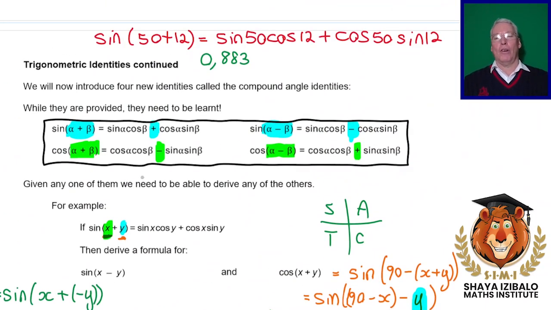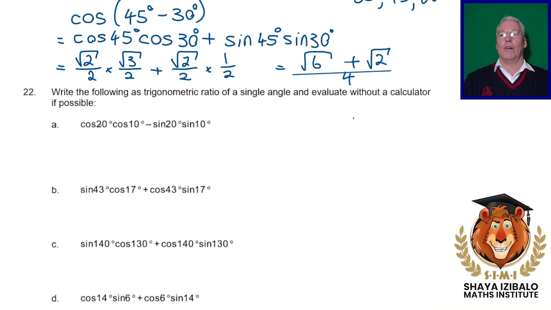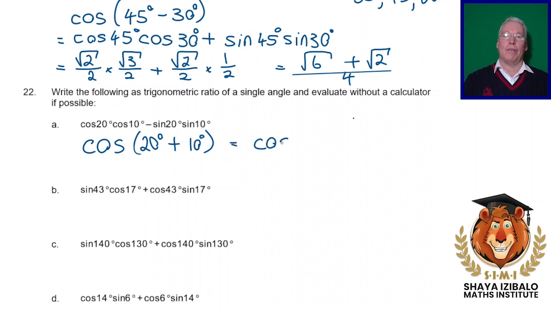Remember, the ones that go cos involve cos, and the sign is different in the brackets. The ones that go sine cos involve sine, and the sign is the same in the bracket. So let's look at this. This is a cos one, and this is in fact cos of 20 degrees. Because that's a minus, it'll be a plus for cos. So, 20 degrees plus 10 degrees. Cos 20 plus 10 is the same as cos 30.